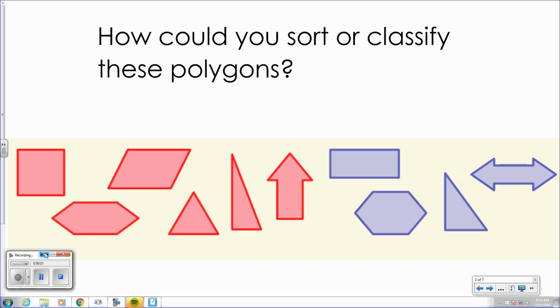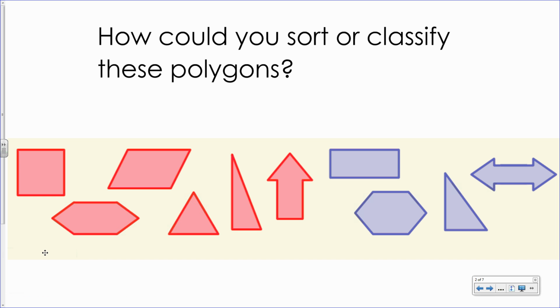Okay, this is your video for notes for section 7.3. And I want you to look at these different shapes, these polygons, and figure out how you could sort or classify them. There's colors, there's shapes, there's sizes. Today we're going to be looking at classifying, but we're going to be focusing on triangles.